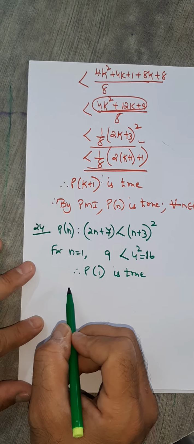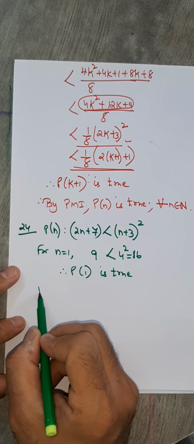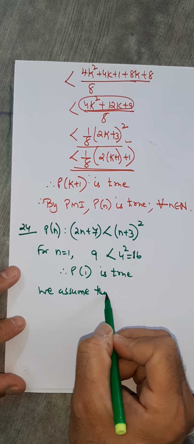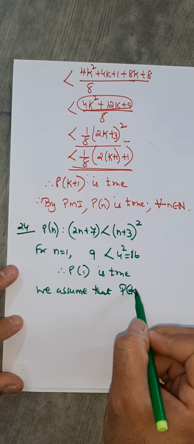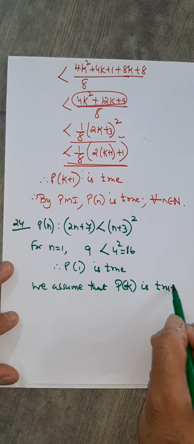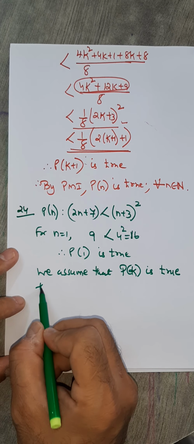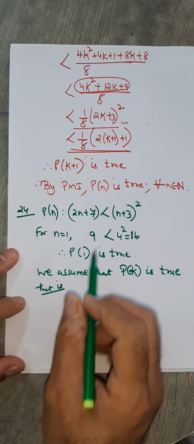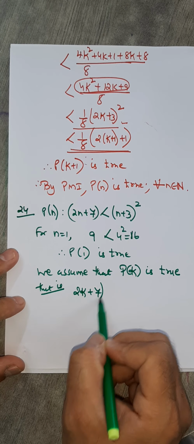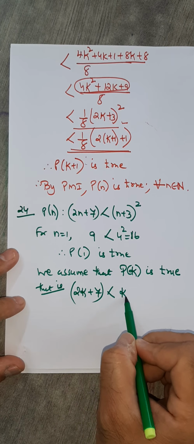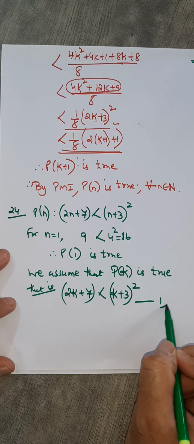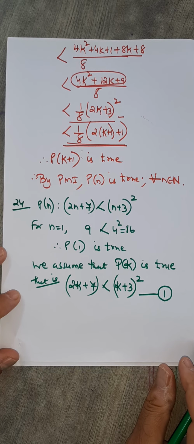Now our assumption part. We assume that P of k is true. This is our assumption part. We assume that the P of k is true. That is, in this statement, instead of n you put k. 2k plus 7 is less than k plus 3 the whole square.